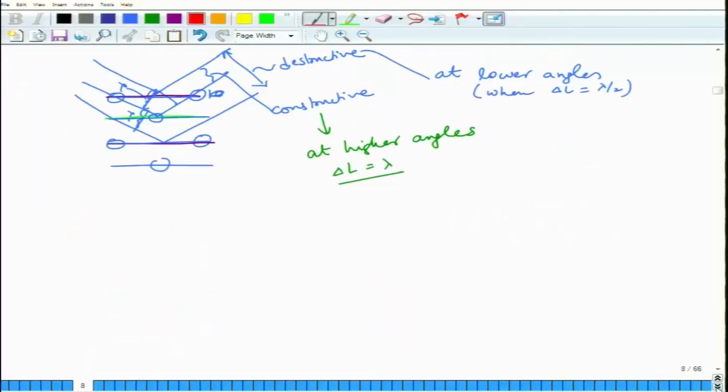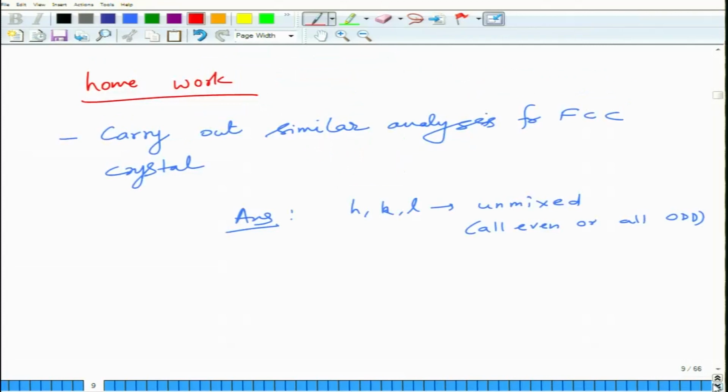So let me now, and the same analysis you can also do for, let us say, CuZn in BCC form, which is the disordered form.